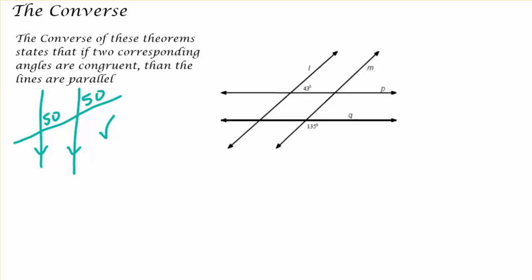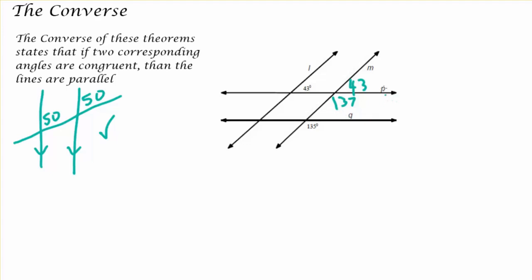So let's take a look at an example and see if I can prove that L and M are parallel, or maybe P and Q are parallel. So let's start off by trying to make some assumptions and see if we can prove something. Now, if these lines are indeed parallel, with this angle being 43, the angle over here to the right, its corresponding pair, should also be 43. Now, if that angle is 43, its linear pair must be 137.